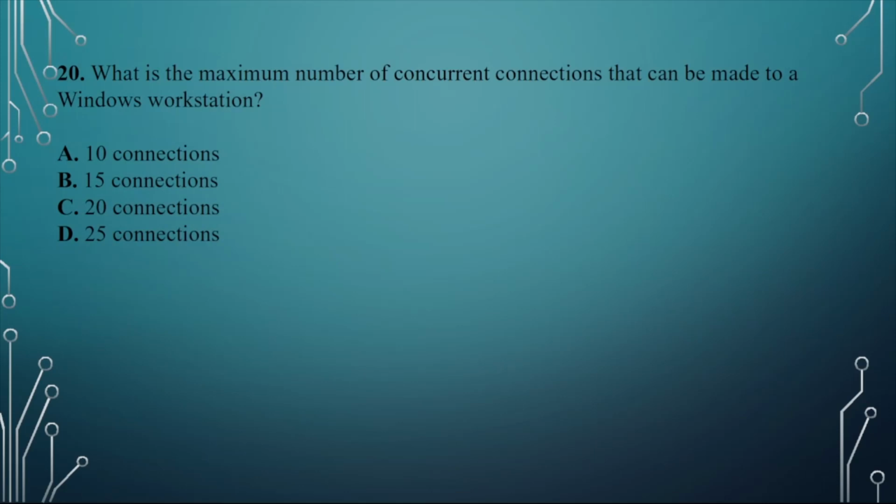Question number 20. Last but not least, what is the maximum number of concurrent connections that can be made to a Windows workstation? A. 10 connections. B. 15 connections. C. 20 connections. D. 25 connections. So how many connections, or how many PCs, can be connected to a Windows workstation?